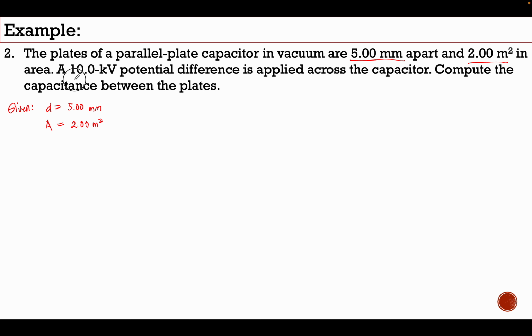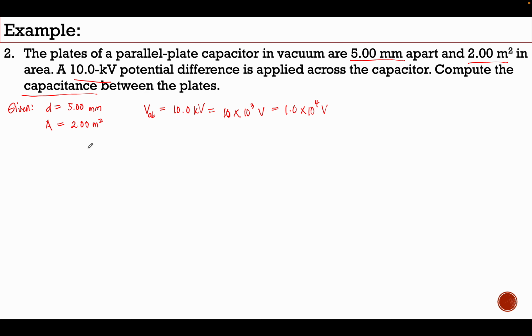Okay, so a 10 kilovolt potential difference is applied across the capacitor. So we are also given the potential difference of these two parallel plates, which is 10 kilovolts. So 10 kilovolts is equal to 10, kilo is times 10 to the power of positive 3, so 10 times 10 to the power of 3 volts, or we can also have it as 1 times 10 to the power of 4 volts. Okay, so compute the capacitance between the plates.